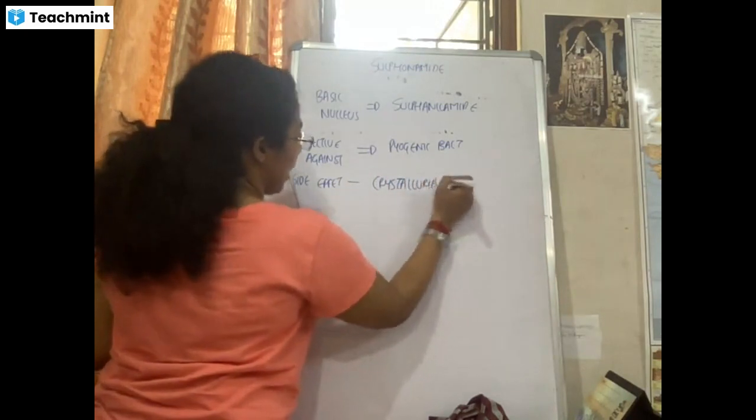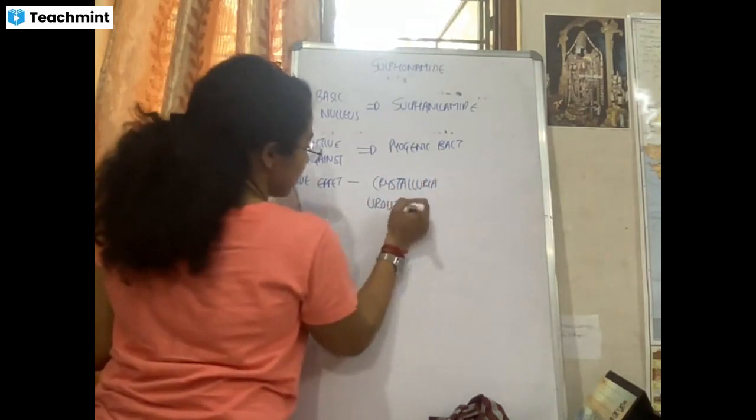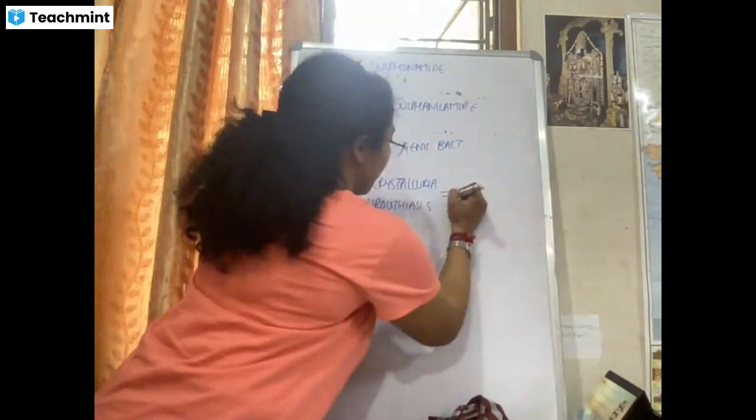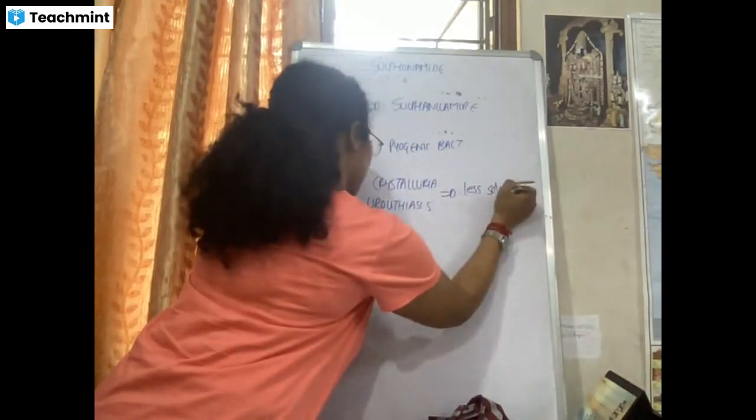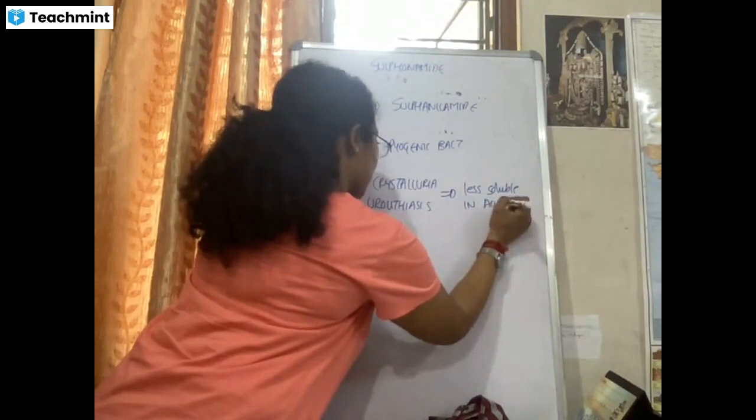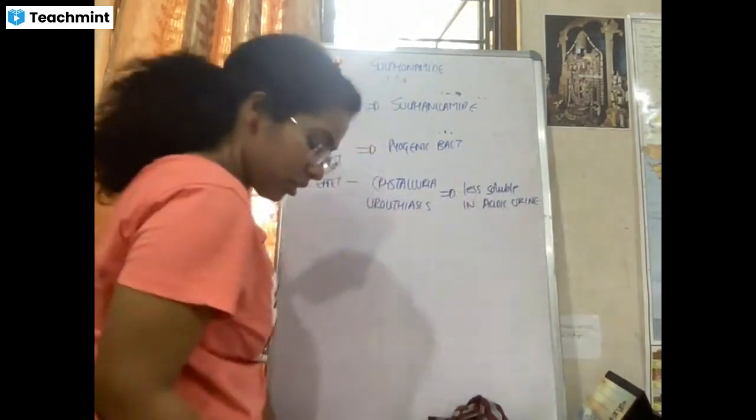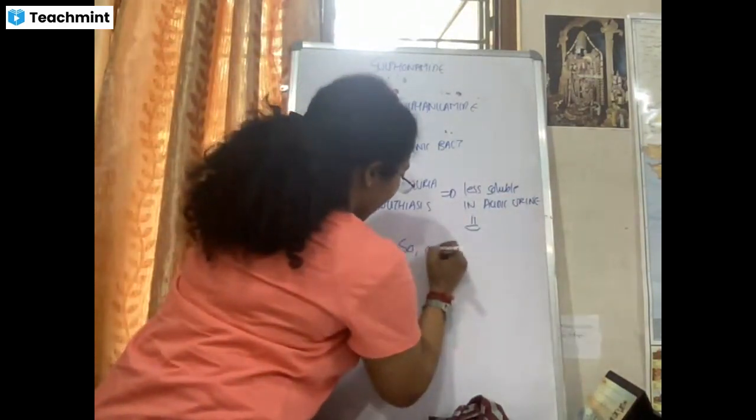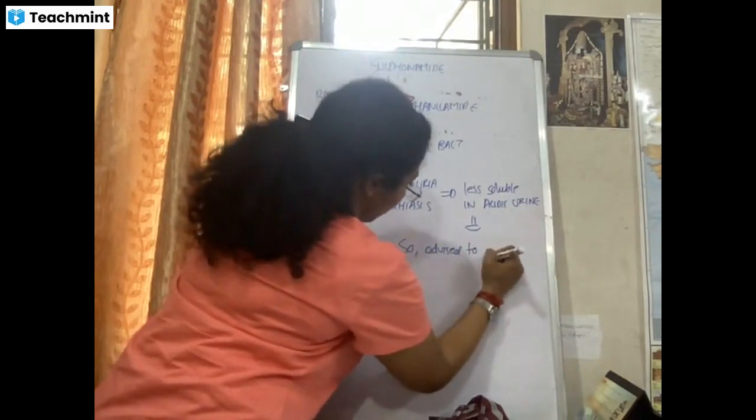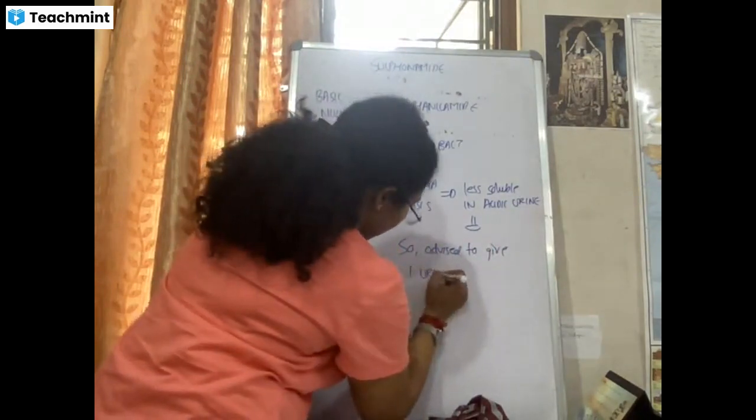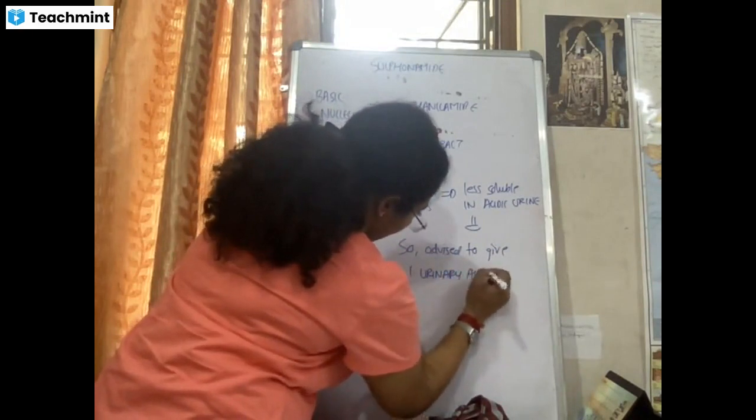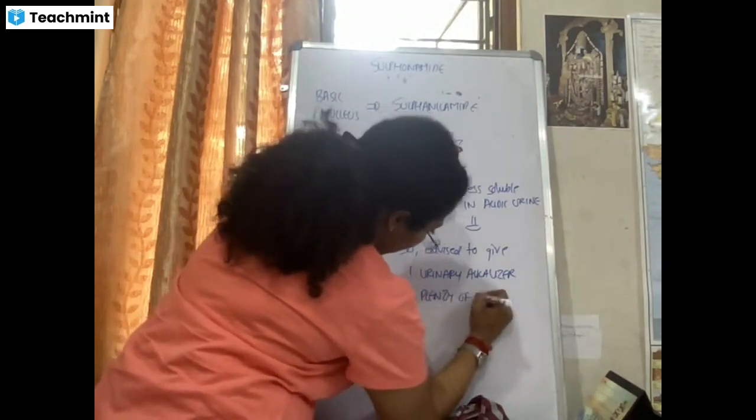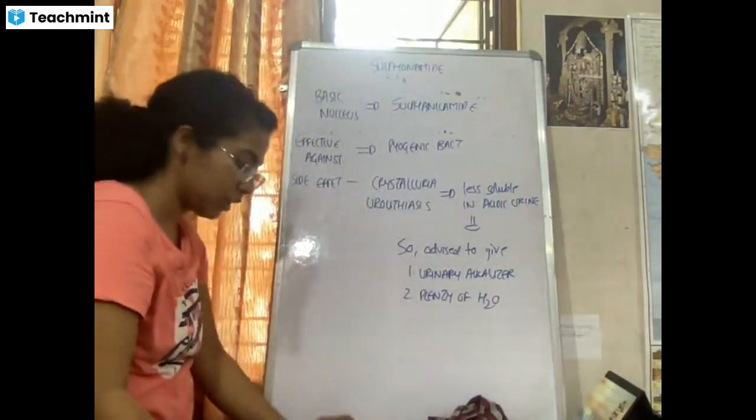crystalluria and urolithiasis. Why crystalluria and urolithiasis? Because it is less soluble in acidic urine. So it is advised to give a urinary alkalizer and plenty of water along with sulfonamide therapy.